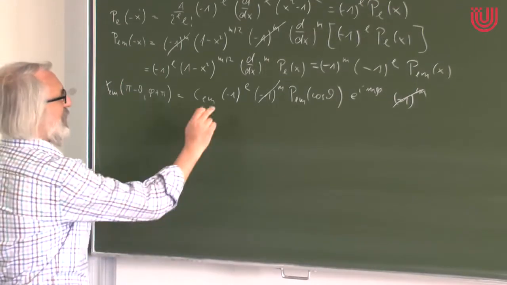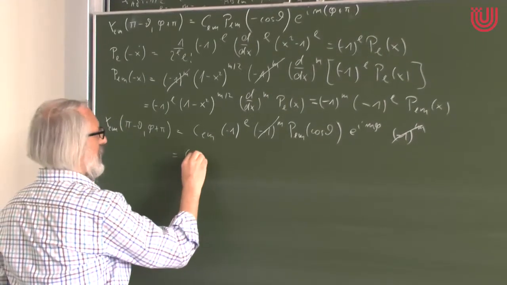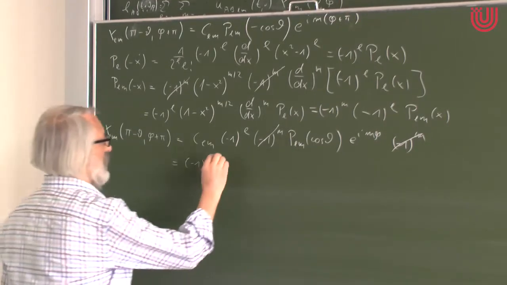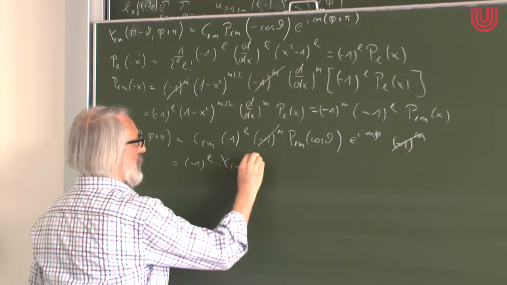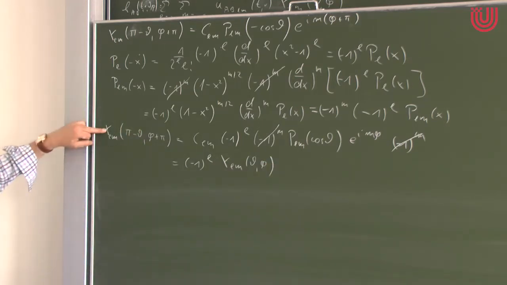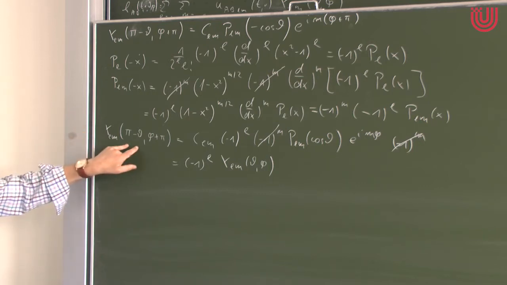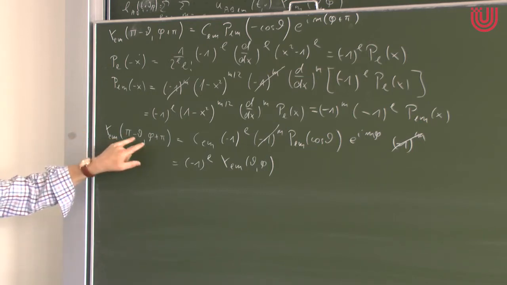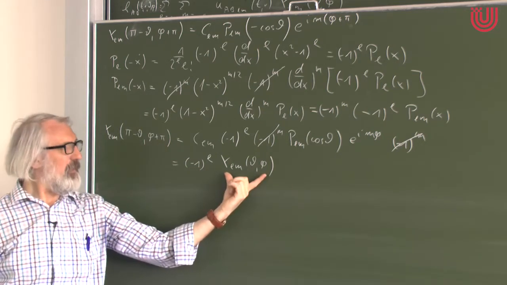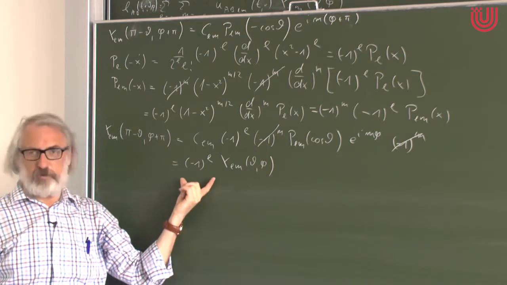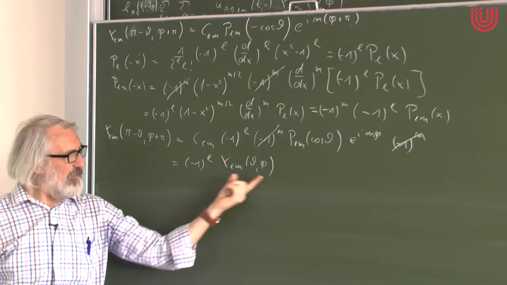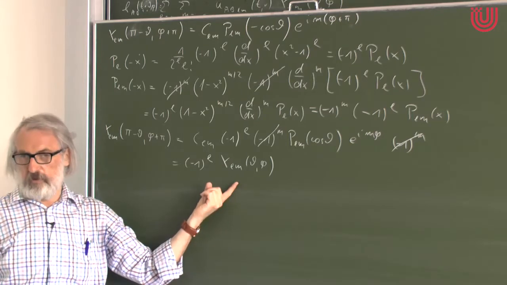And now you see, if I take this factor out of everything, then what is left is just the YLM, theta and phi. And this was my claim. Yeah? So if I make a parity transformation, if I replace theta by pi minus theta and phi by phi plus pi, I get the same spherical harmonic function with a factor minus 1 to the L. And that's what we mean when we say the YLM transform evenly.